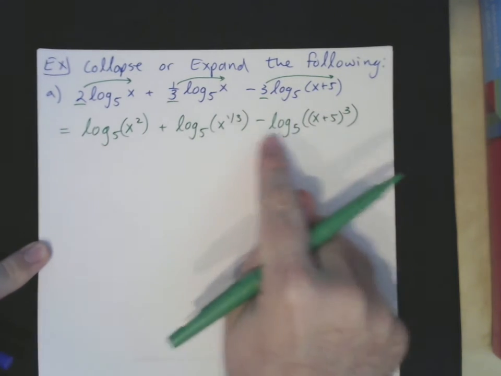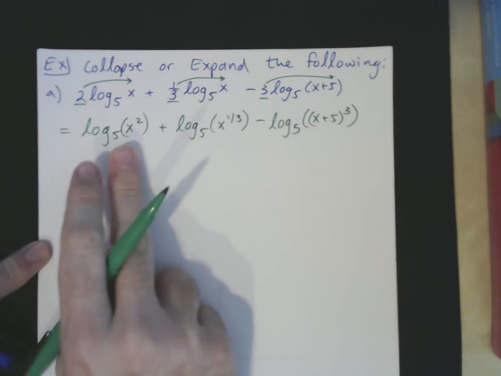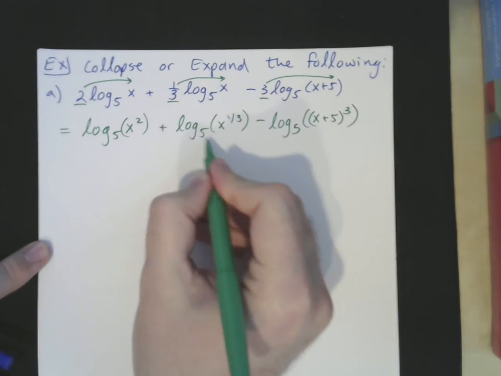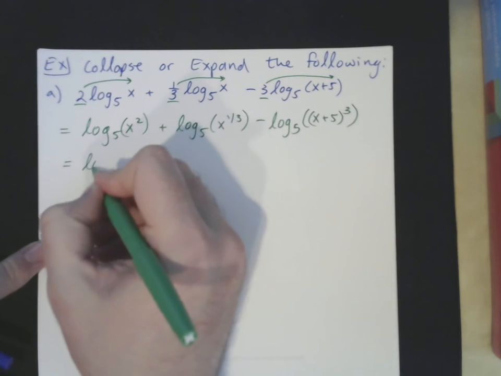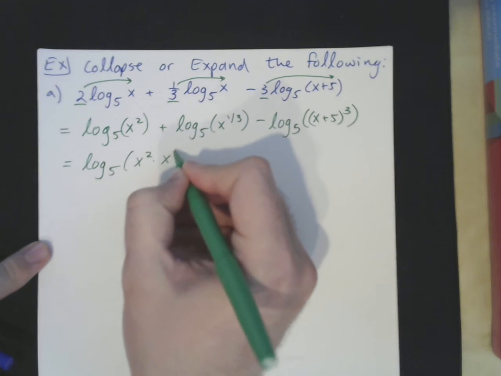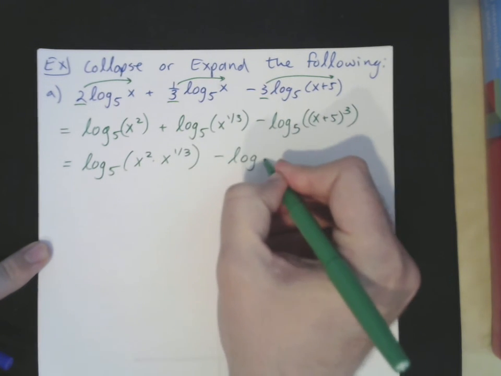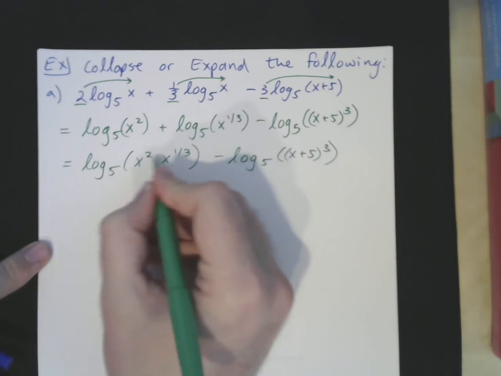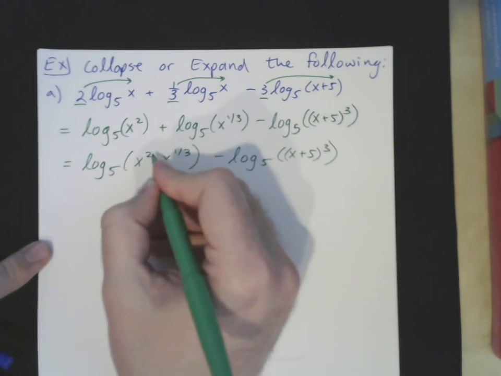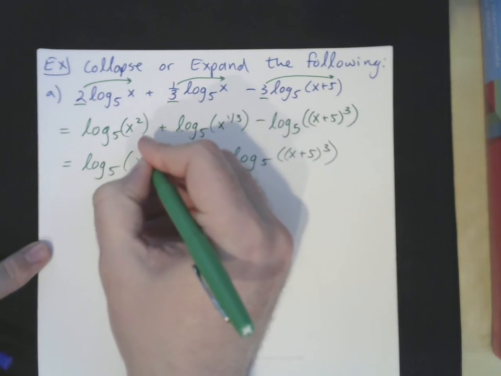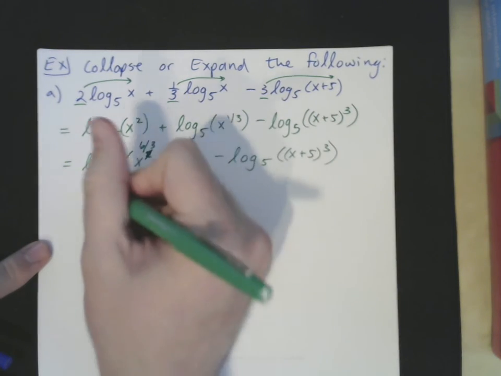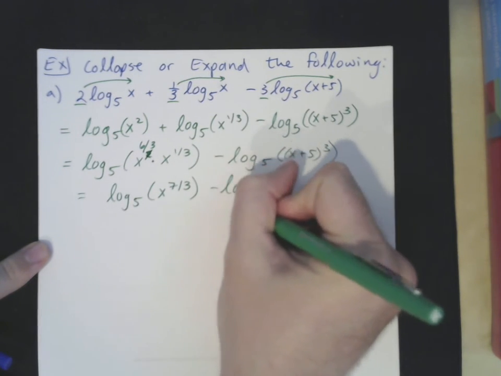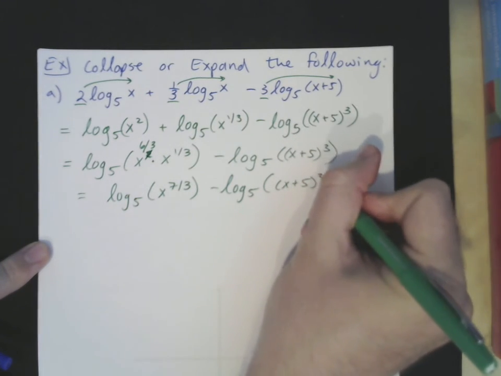Now all of my logarithms don't have any constants, so I can start using my properties, again moving left to right. We start with the first 2, log base 5 plus log base 5, so I can multiply. So this is log base 5 of x squared times x to the 1/3 minus log base 5 of x plus 5 quantity cubed. So I need to combine my exponents. Remember, we have the same base and we're multiplying, so we add our exponents. 2 is the same as 6/3, so 6/3 plus 1/3 gives me log base 5 of x to the 7/3 minus log base 5 of x plus 5 quantity cubed.